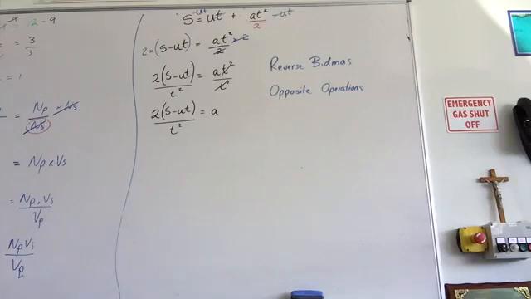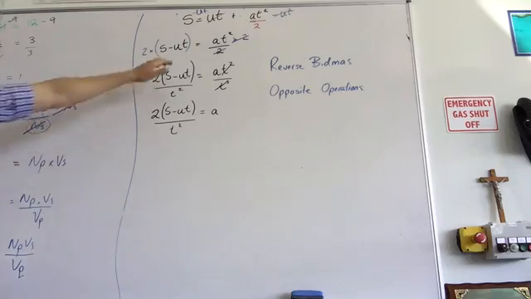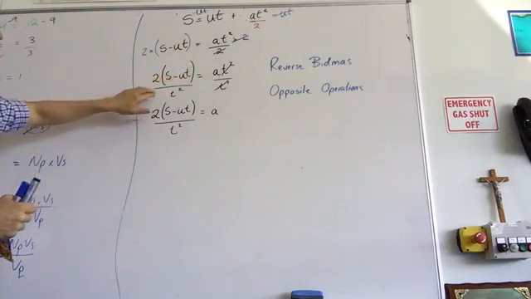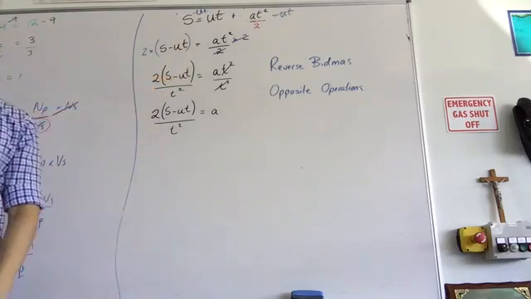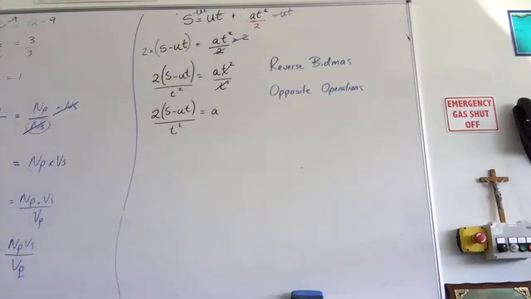Just attack it one variable at a time. I want to get rid of ut. I want to get rid of 2. I want to get rid of t squared. And then you'll get to the right solution. Have a crack at the last few.